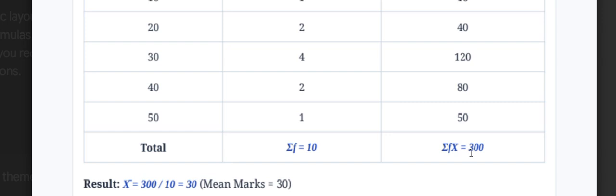So mean is equal to sigma fx divided by sigma f. The value of sigma fx is coming as 300, and the value of sigma f is coming as 10. So simply 300 divided by 10, the value is 30, and the arithmetic mean as per this question is 30. This is how simply we can calculate.